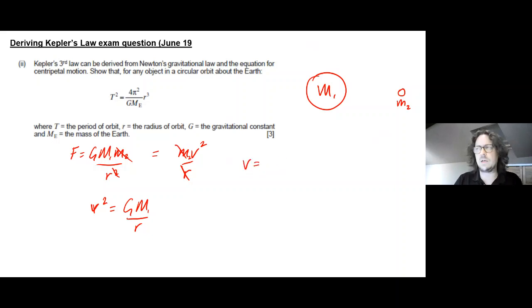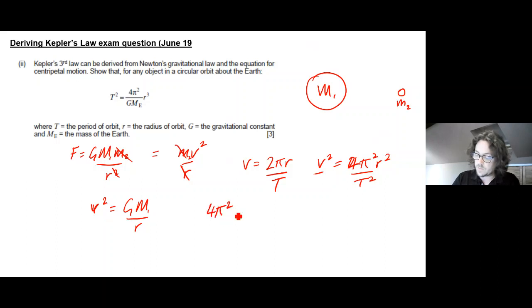Now, the velocity of an object moving in a circular path is going to be given by 2 pi r, which is the circumference of the circle, over T. So v squared is going to be 4 pi squared r squared all over T squared. And what I'm going to do now is substitute this v squared into our original equation, so that we end up with 4 pi squared r squared over T squared is equal to G m1 over r.